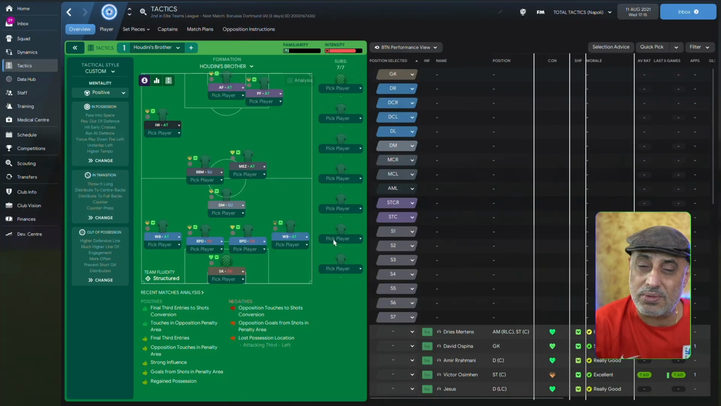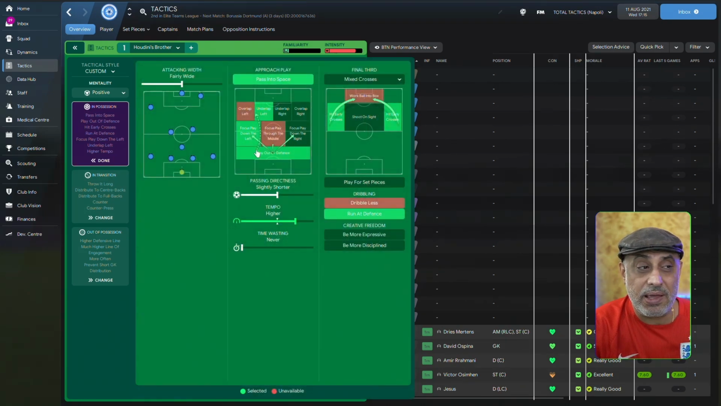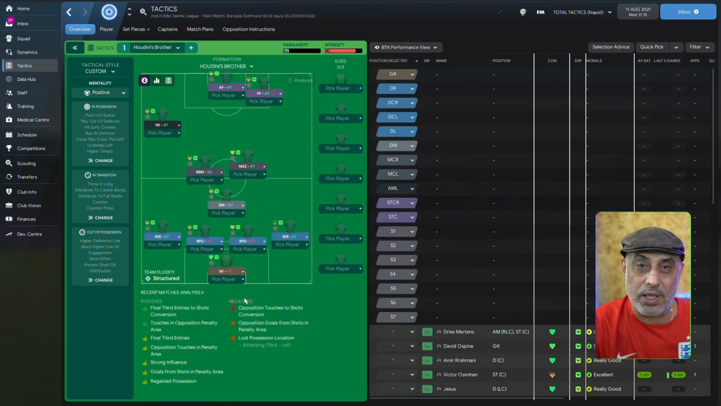Let's take a look at some of the roles and duties and try and understand their combinations. I have told my keeper to distribute to the back line, but there are times where I may not use play out of defense, right? If I am faced with a high press and I have a good squad, I will play out of defense.